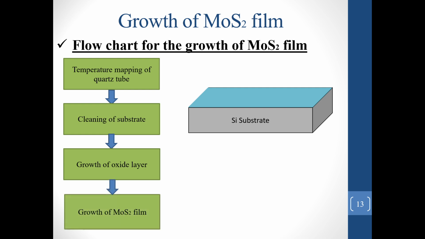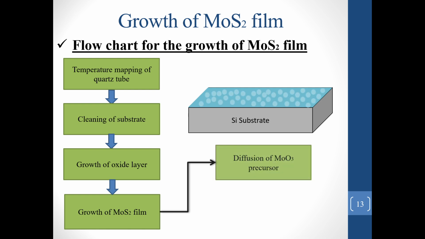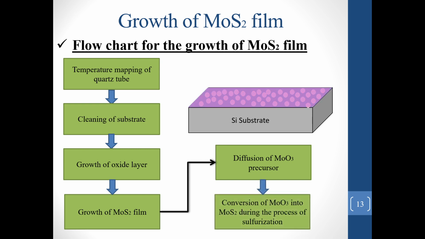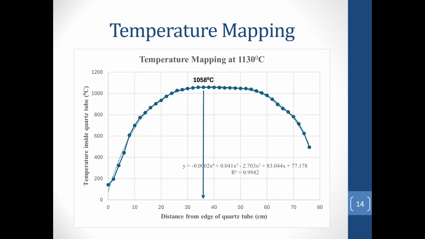And then we have to grow our MoS2 film on the substrate. You can see the molecules of MoS2 film on the substrate. After that, diffusion of the MoO3 precursor, and this is how they diffuse, and conversion of MoO3 into MoS2 during the process of sulfurization. Now your MoS2 is successfully on the silicon substrate.